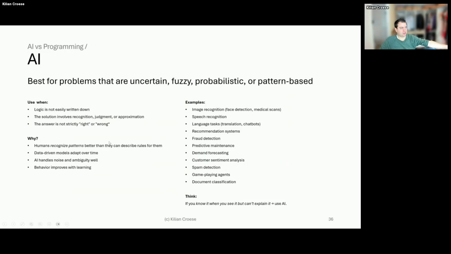It's sort of, I think, the gut feeling problem. So the logic cannot easily be written down, but you somehow know how it's supposed to work. It involves recognition, judgment, approximation, and it's not always a strict black and white yes or no kind of answer.